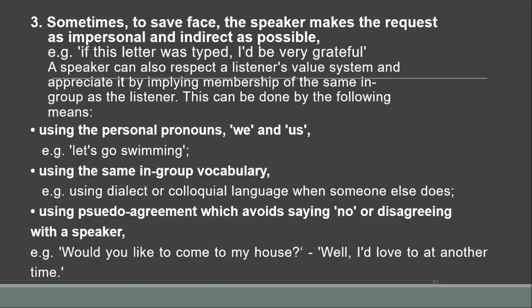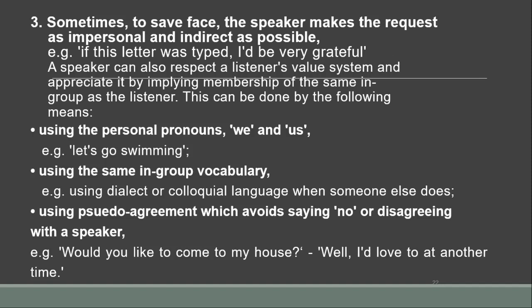A speaker can also respect a listener's value system and appreciate it by implying membership of the same in-group as the listener. This can be done by the following means: using the personal pronouns we and us, "Let's go swimming"; using the same in-group vocabulary; using dialect or colloquial language when someone else does, which is their language.